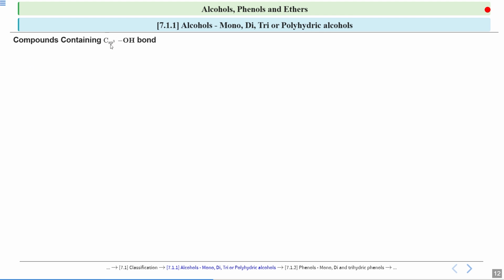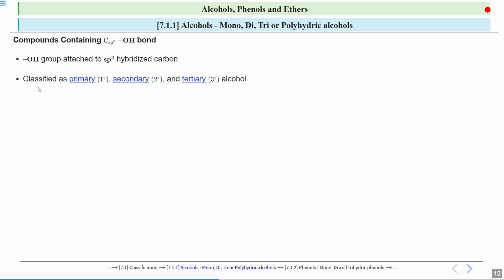Alcohols are compounds containing a carbon sp3 hydroxyl bond. So the hydroxyl group, that is the OH group, is attached to an sp3 hybridized carbon in the alcohols, and they are classified as primary, secondary, and tertiary alcohols. So in the alcohols, we don't have any sp2 hybridized carbon. The carbon bonding with the hydroxyl group is sp3 hybridized, and they are classified as primary, secondary, and tertiary alcohols.